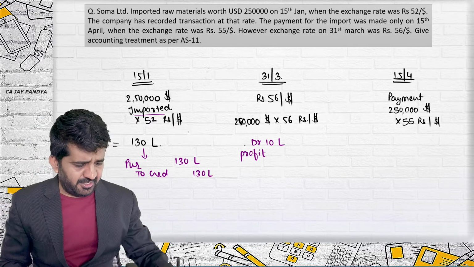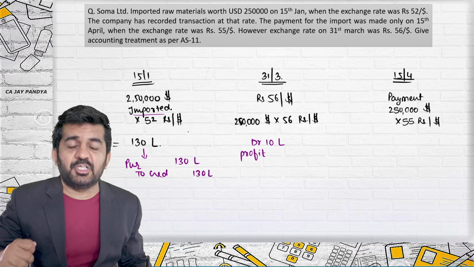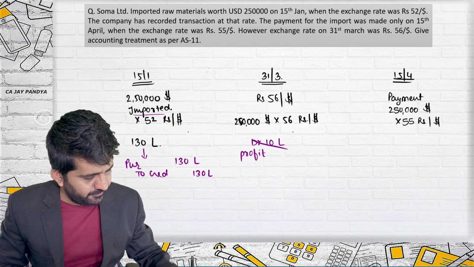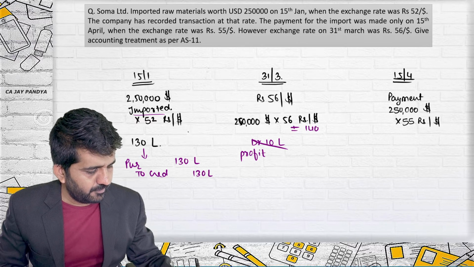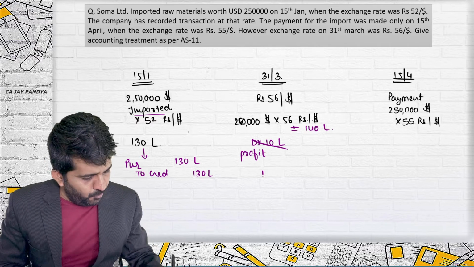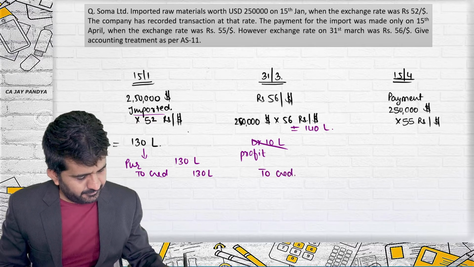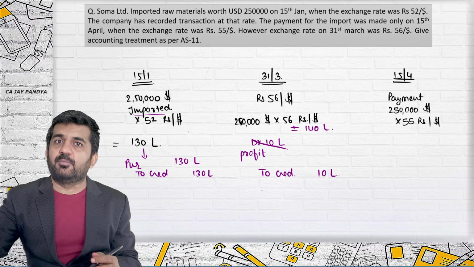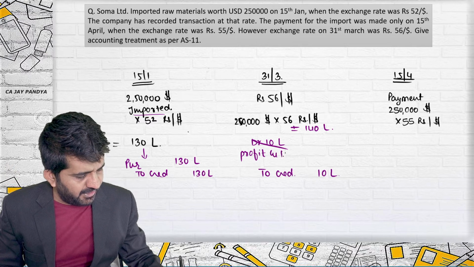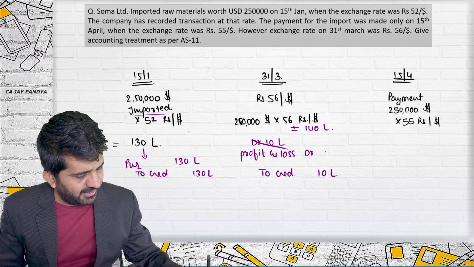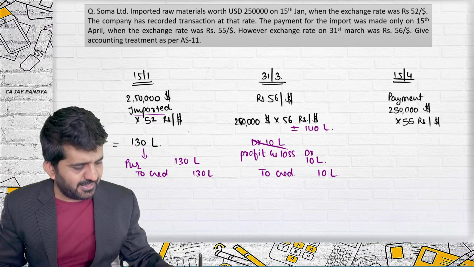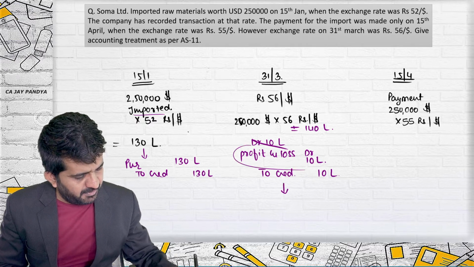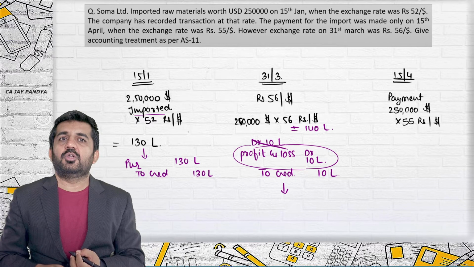Let us pass the journal entry. Is it alright? Now the creditors are to be recorded at 140 lakhs. So more credit. Creditors of 10 lakhs should be credited more. Is it alright? Profit and loss account will be debited, which is nothing but 10 lakhs. So a 10 lakh rupees loss will be transferred to the profit and loss account.